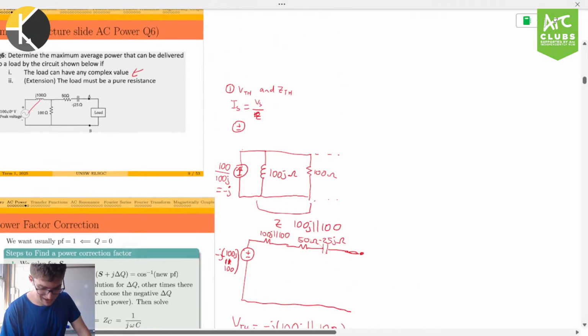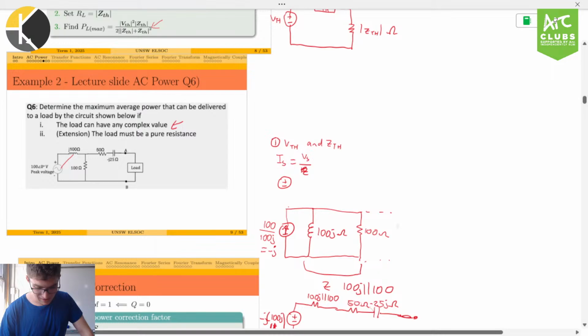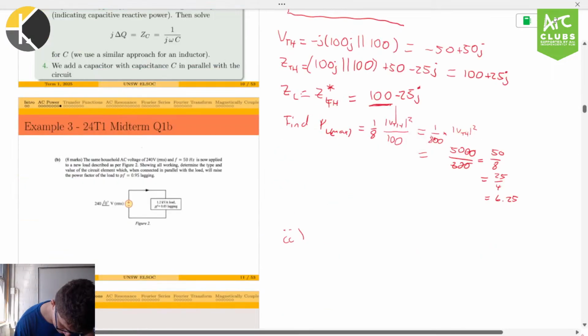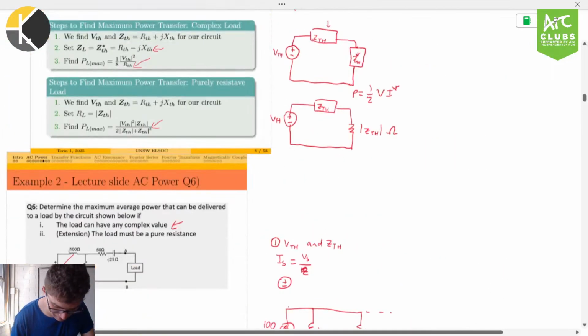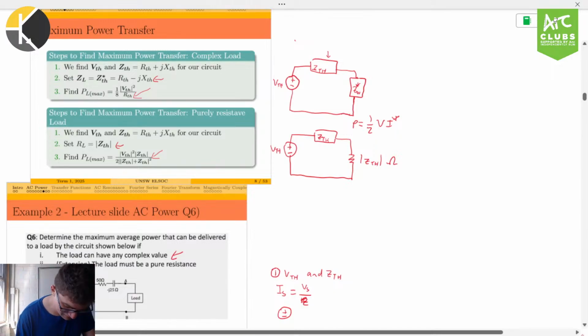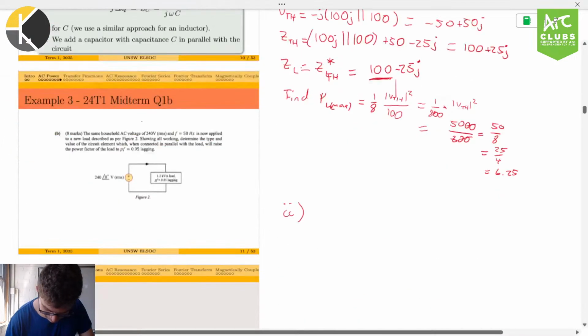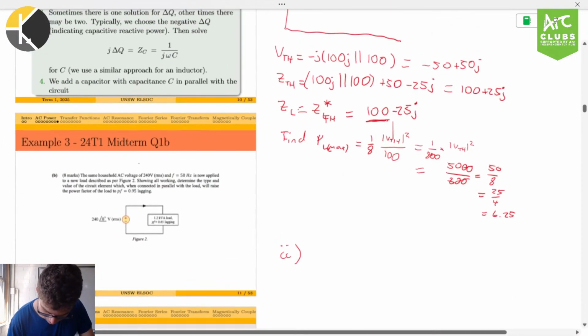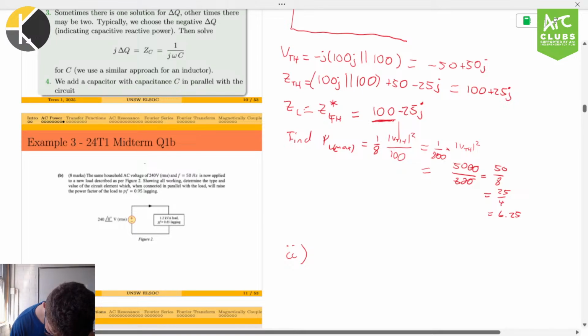Okay. And now the load must be a pure resistance, part two. Here we go, we just follow the step. Recall here, we set RL equal to the magnitude of Z Thevenin, which is just the magnitude of this.